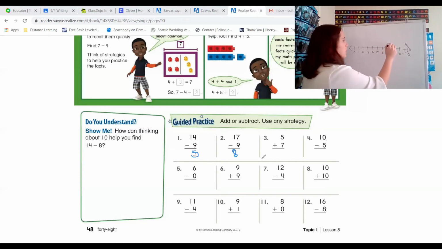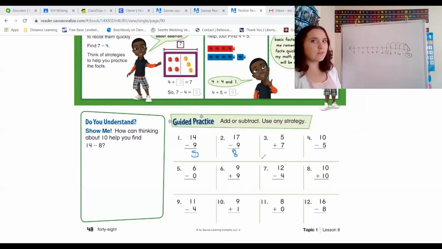So 1, 2, 3, 4, 5. And I landed on 12. So my answer to 7 plus 5, or 5 plus 7, is 12.